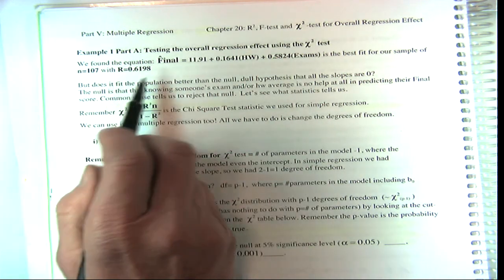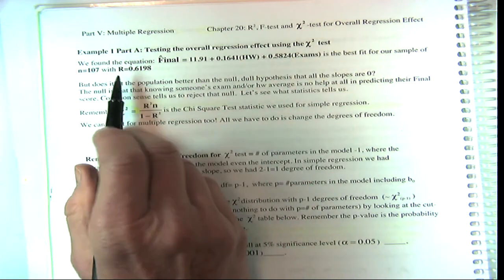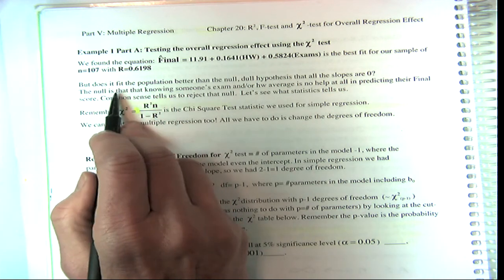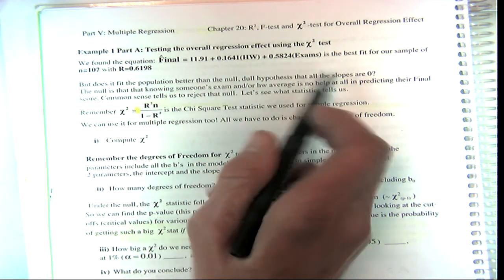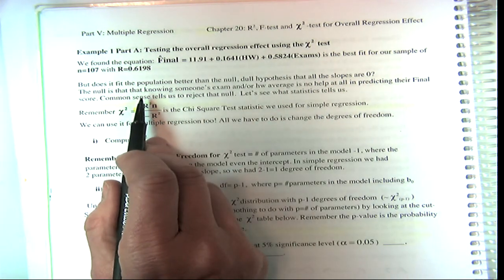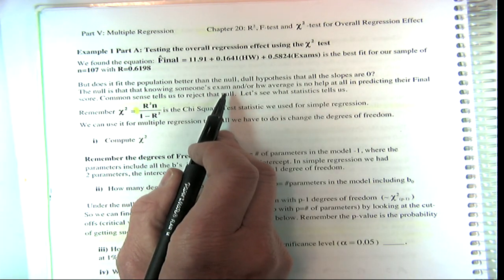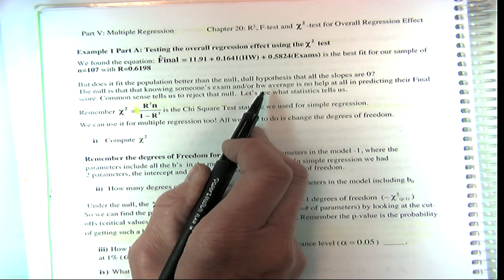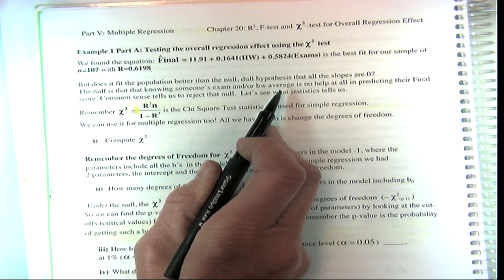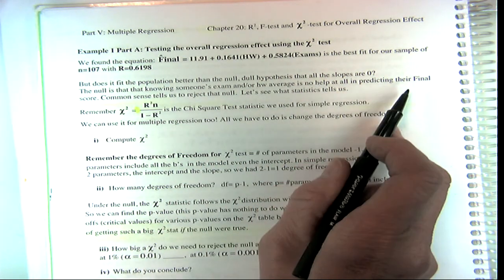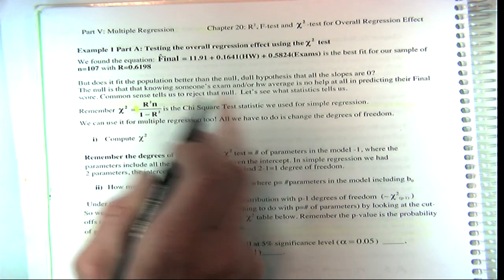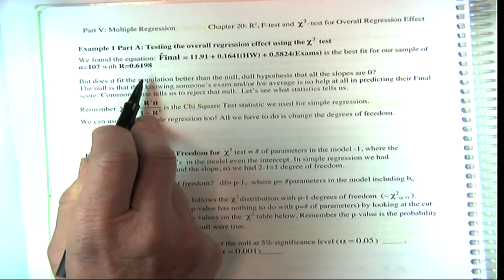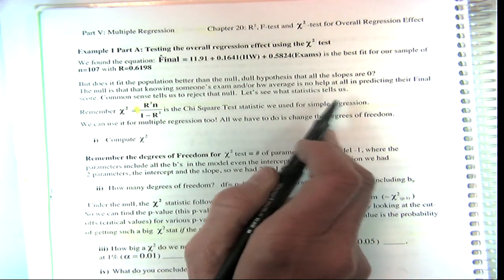So, but still, let's do an overall regression test anyway. Does it fit the population better than the null hypothesis that all these slopes are zero? The null is that knowing someone's exam average, or their homework average, either one, is no help at all in predicting the final scores. Common sense tells us to reject the null, and looking at this R value, it also tells us to reject the null. But let's see what statistics tells us.